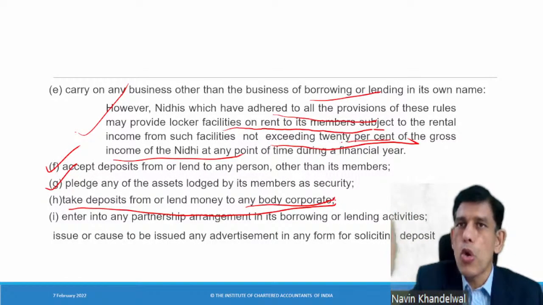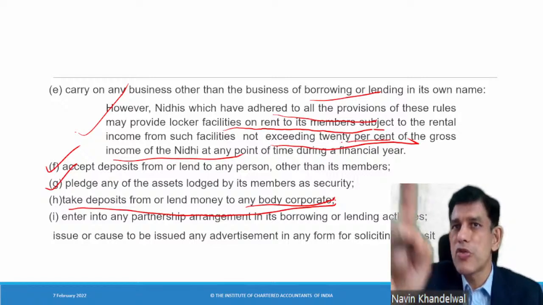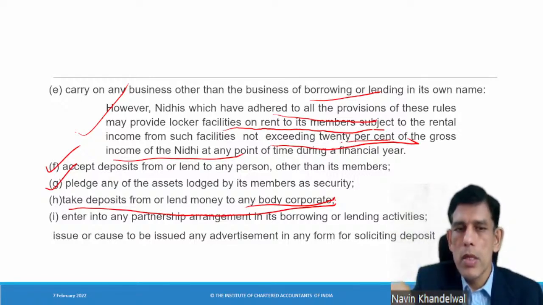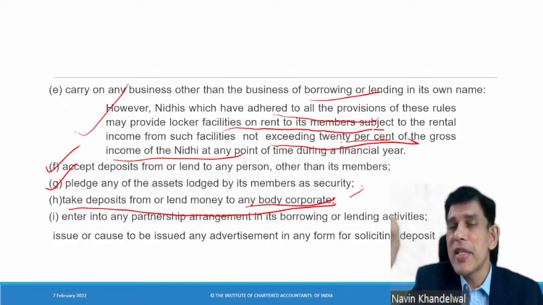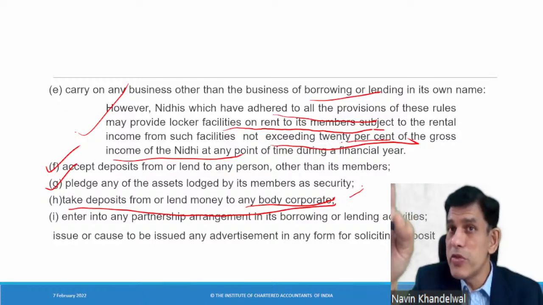That means, can a body corporate become a member of a Nidhi company? The answer should be no. Because they cannot take deposits from a body corporate. So primarily they are focused on individuals.